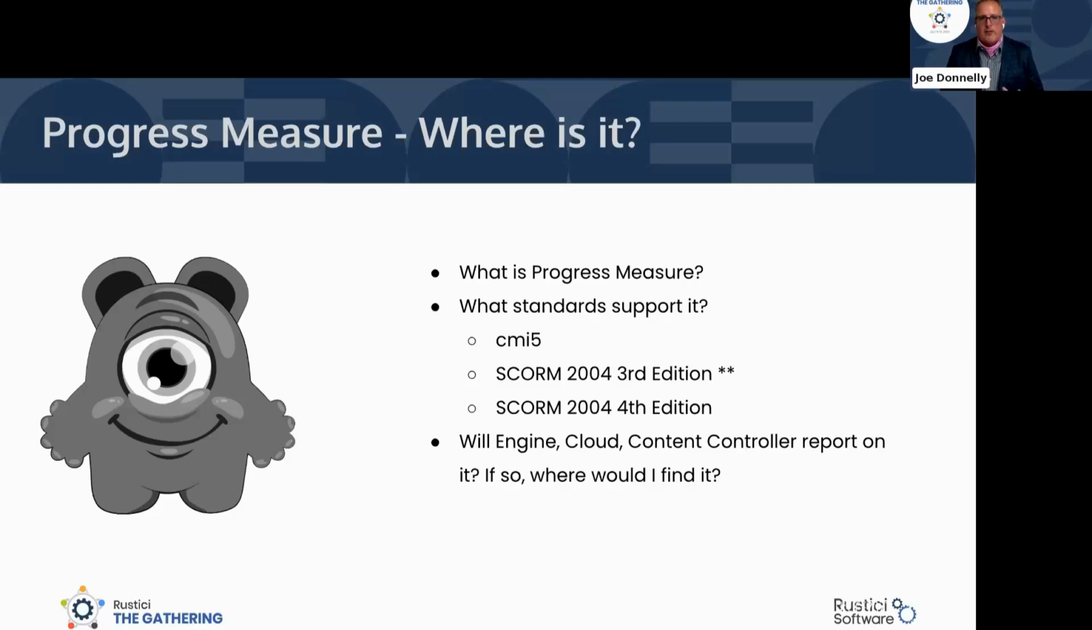SCORM 2004 4th edition has an element called cmi.progress_measure, and that will give you a scaled value of between 0 and 1. 0 being I haven't started it or haven't really done anything in it, and 1 being I'm completed.